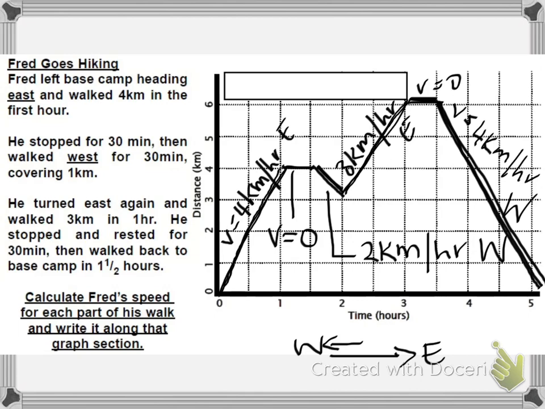The displacement of Fred is 0 because he started at base camp and he's ended up at base camp. Irrespective of the fact that he's travelled all of this distance, his actual displacement is still 0.